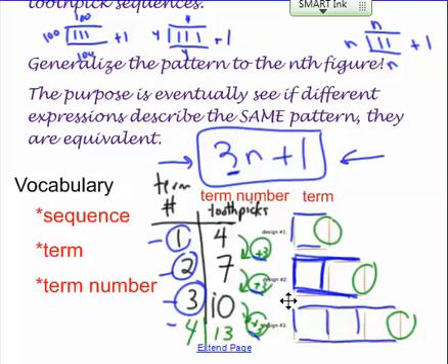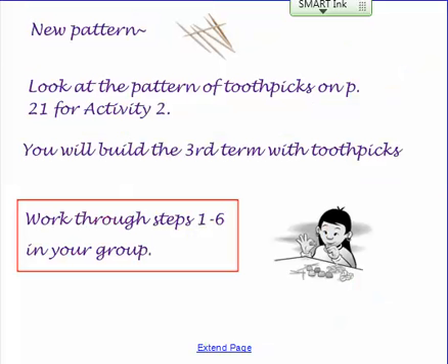So we can just test that out. The third term was 3. 3 times 3 is 9 plus 1 is 10, and that's how we get the 10. The second term was 3 groups of 2, which is 6 plus 1 is 7, and that's how we get the 7. The fourth term would be 4 squares in a row, so that's 4 times 3, which is 12, plus the extra 1 on the right, which is 13. So that general pattern will work.